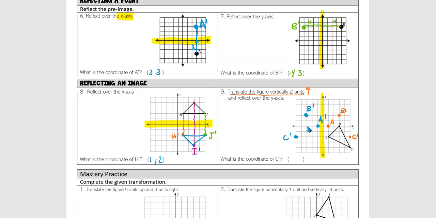So we can start to stack these transformations together, and you'll see that this is flipped, but also slightly elevated. So the final coordinate of C prime is 1, 2, 3, 4, 5 to the left, so -5. And then 2 down, -2.